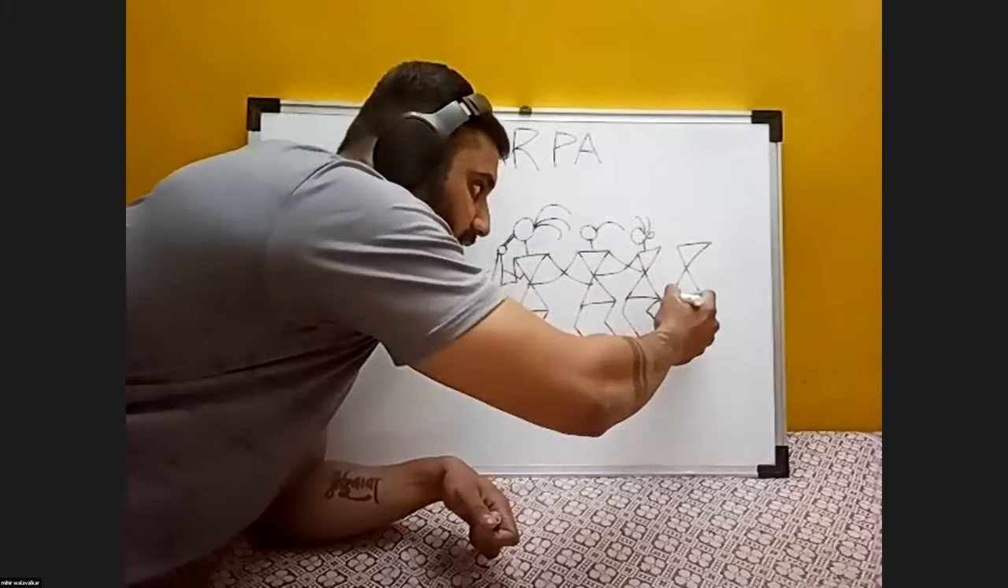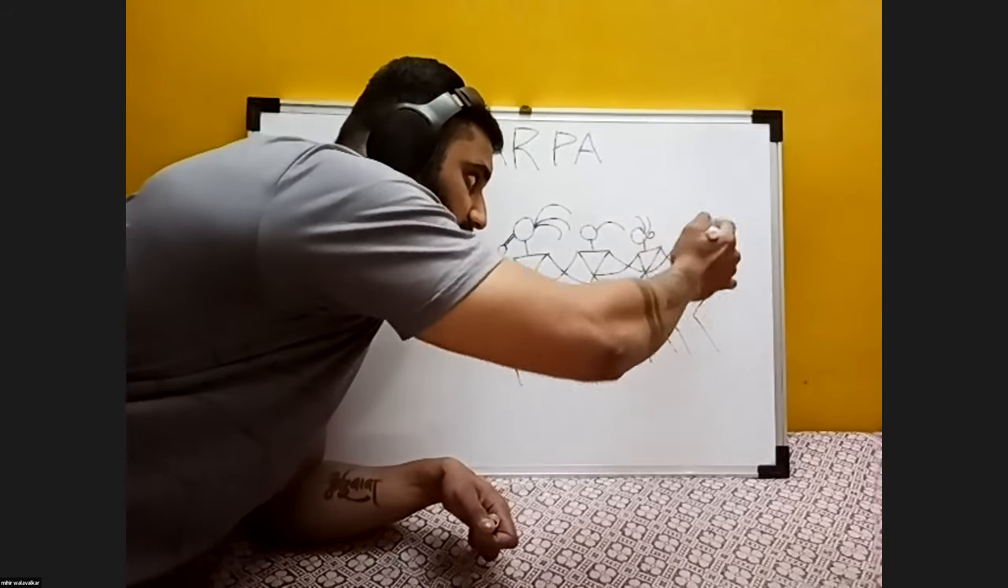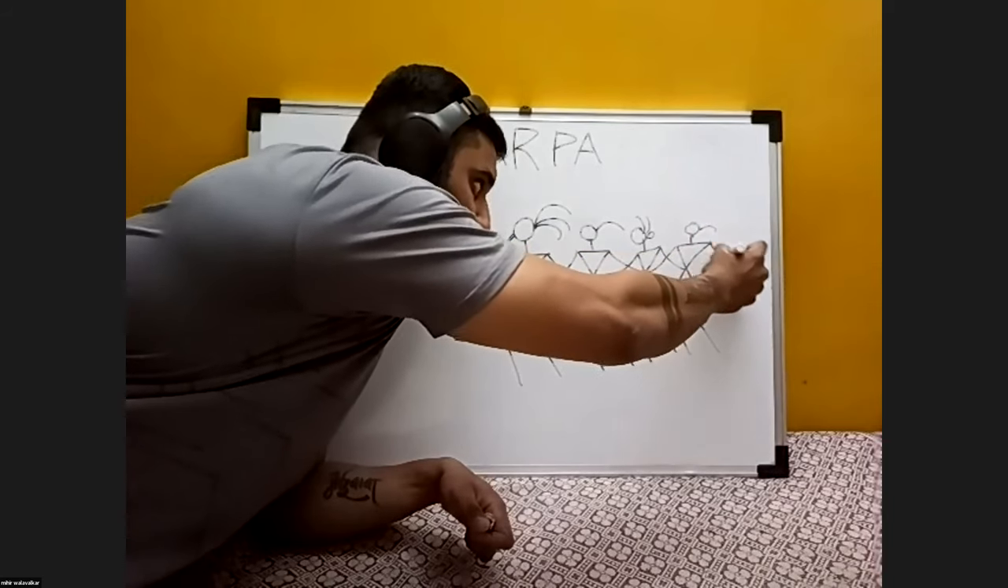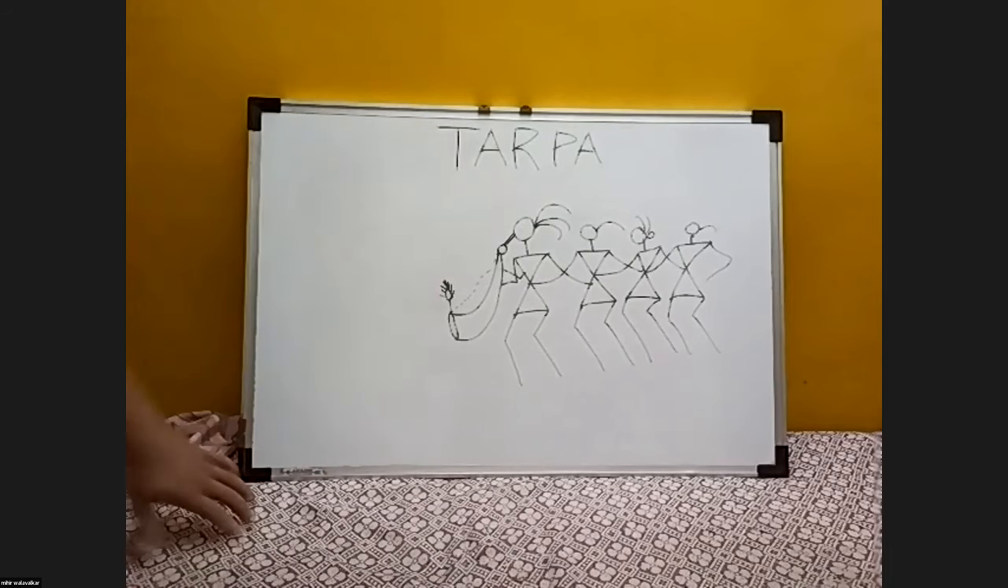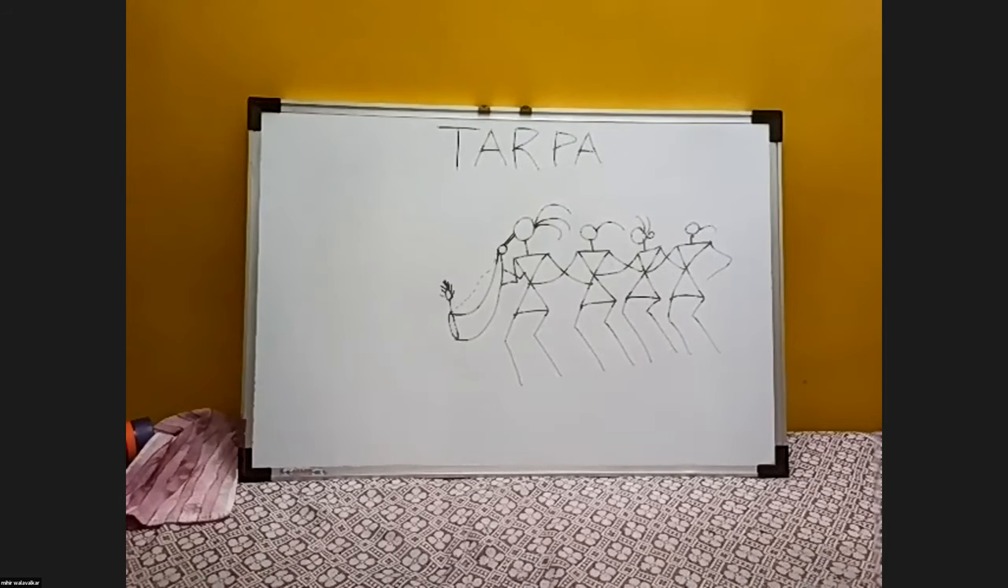So basically, this is done to thank mother nature for giving them the rain, the food, the shadow, everything. So I've just drawn four of them. There are drawings or paintings wherein we do a semicircle or a complete line or a complete oval form, the spiral form. Majorly the spiral form is much more famous as a tarpa dance.